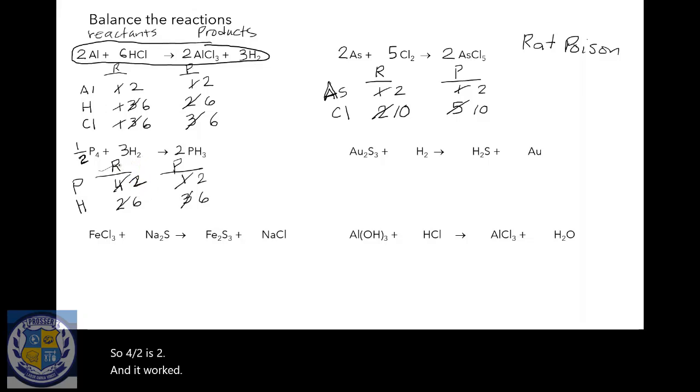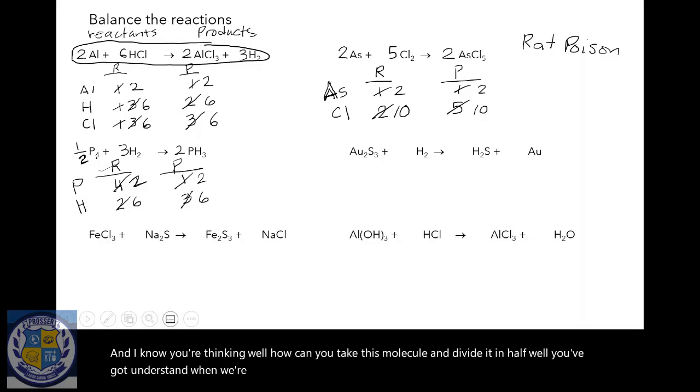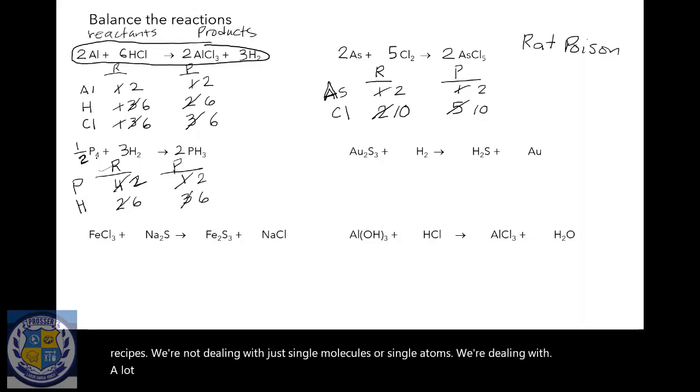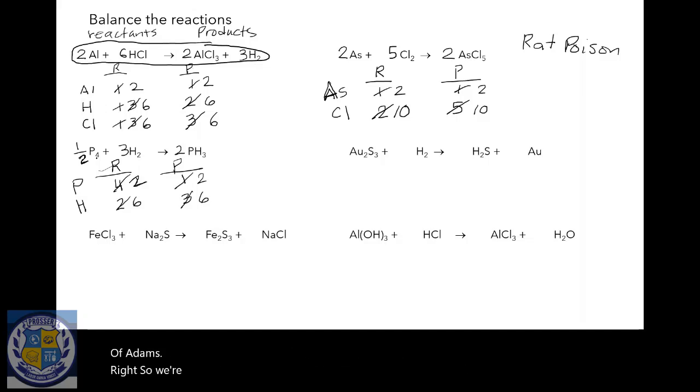And I know you're thinking, well, how can you take this molecule and divide it in half? Well, you've got to understand when we're talking chemical reactions, when we're talking chemical recipes, we're not dealing with just single molecules or single atoms. We're dealing with a lot of molecules and atoms. In fact, we're dealing with moles and moles and moles of atoms and molecules. Right, so we're not splitting the atoms when we put the fractions in there as the coefficients.